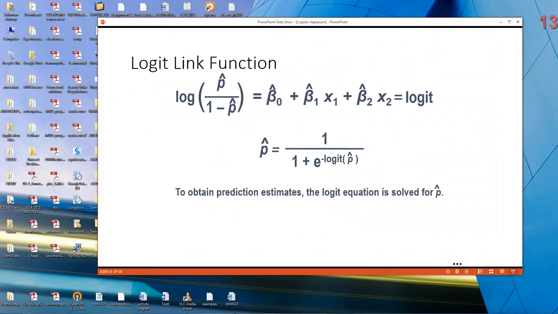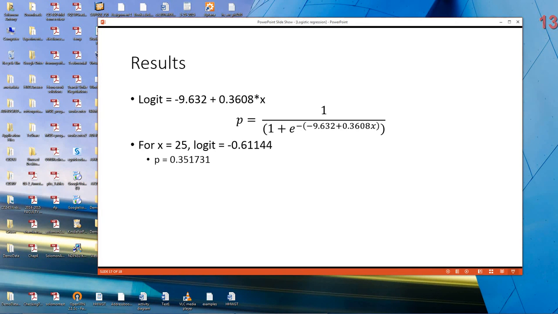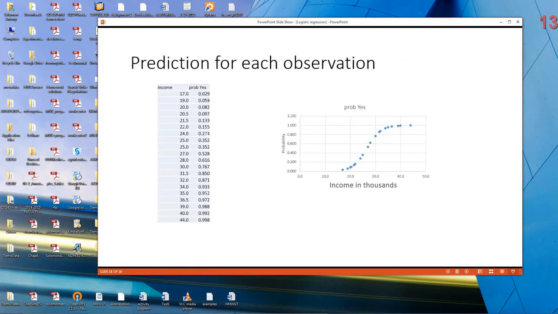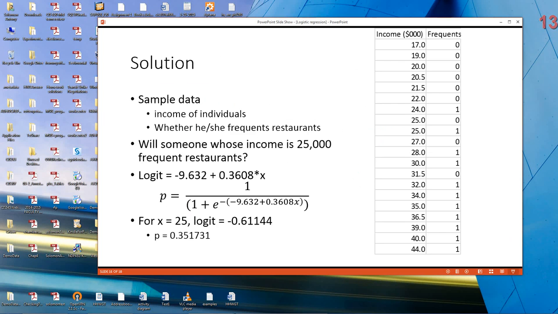So coming back to our presentation, we apply this formula, that is probability equals 1 over 1 plus e to the negative logit p, and with the logit equation figured out, we can calculate the probability as 0.351731. Alright, so that is the probability of somebody frequenting a restaurant when that person's income is 25,000.